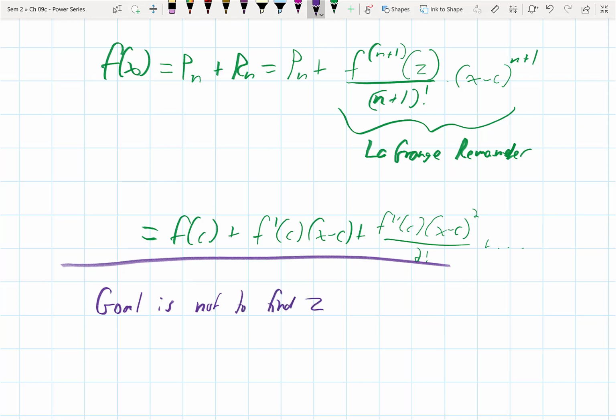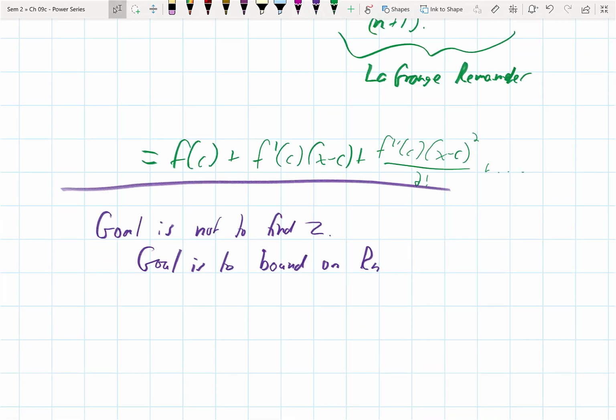We don't want to do that. I mean, if we did that, we would actually not have to approximate at all. Our goal is not to find c. Our goal is to find a bound on r sub n, to find kind of a maximum thing that it can do.